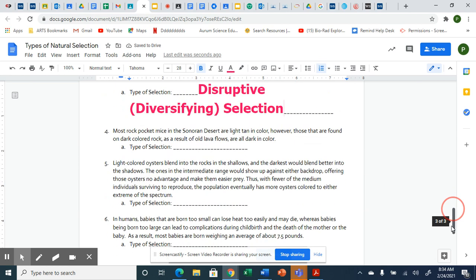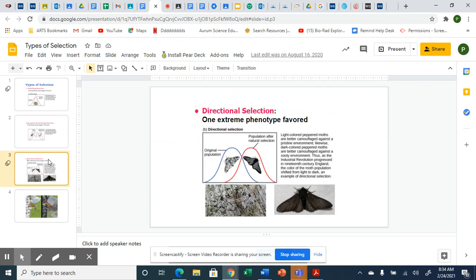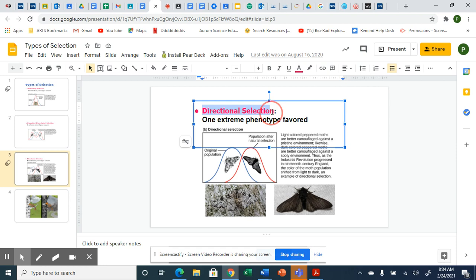All right. Next we're looking at rock pocket mice. In the Sonoran Desert they are light tan. However, those that are found on dark colored rocks as a result of old lava flows are all dark in color. So this is back to our moths, definitely. So our moth, directional, all based on the background.